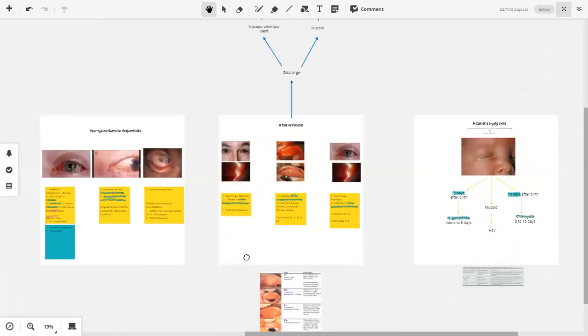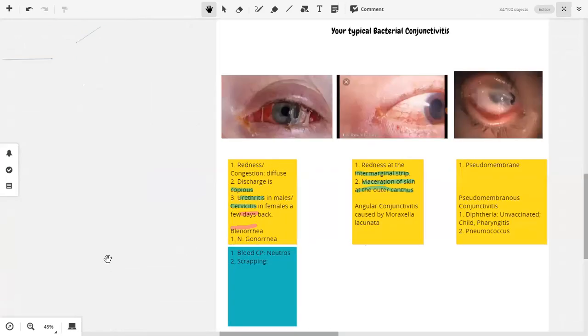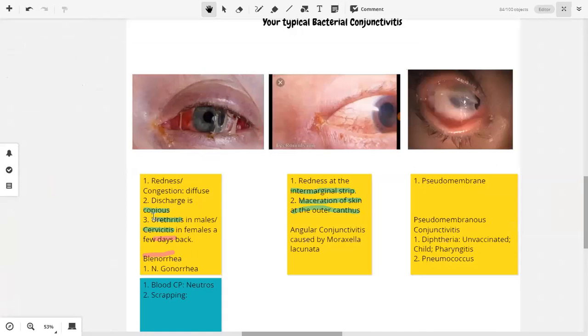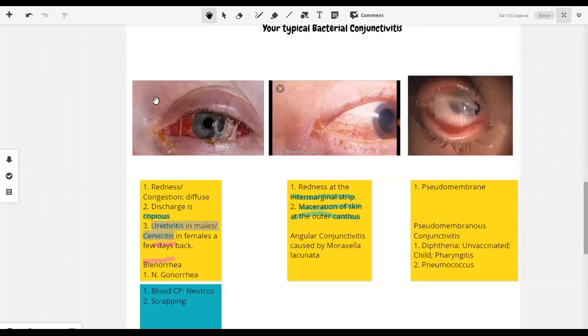Okay, now let's go over the treatments of all these cases. Our first case of acute blennorrhea. Blennorrhea means that there is a copious amount of discharge. There is a coincident urethritis and cervicitis. Now, why is this not a chlamydial cervicitis? We discussed, sorry, not cervicitis, chlamydial conjunctivitis.